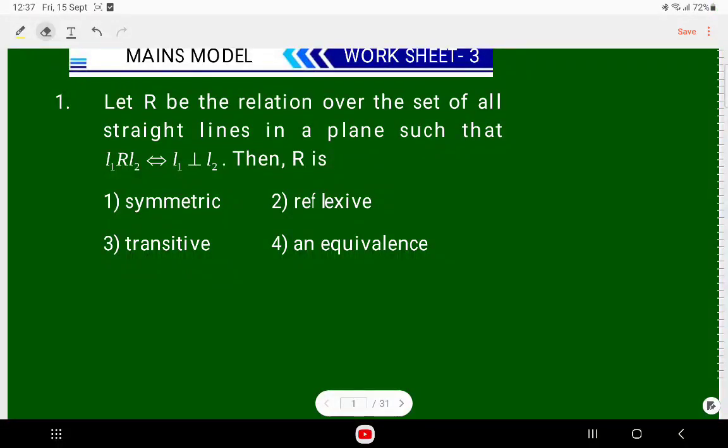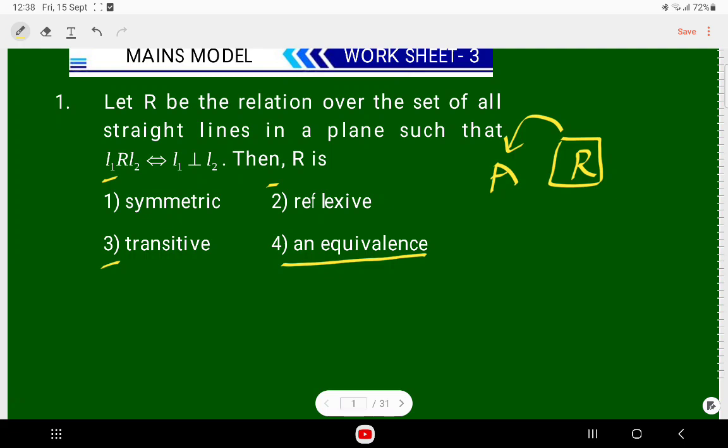Hi students, now we are discussing worksheet 3 related to reflexive, symmetric, transitive properties of a relation. Here in a problem they will be given one set and one relation. This relation is defined on this set. We have to check whether this relation is reflexive or not, symmetric or not, transitive or not. If any relation satisfies these three properties, that is called an equivalence relation.